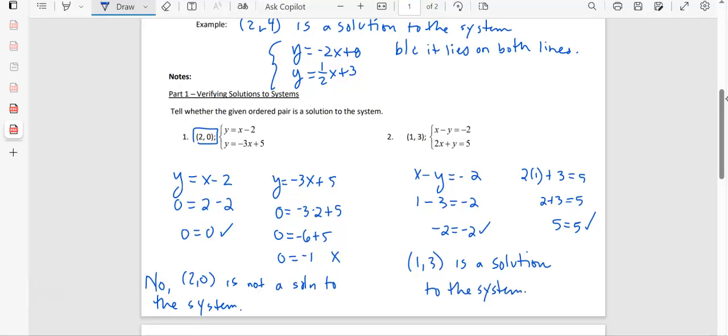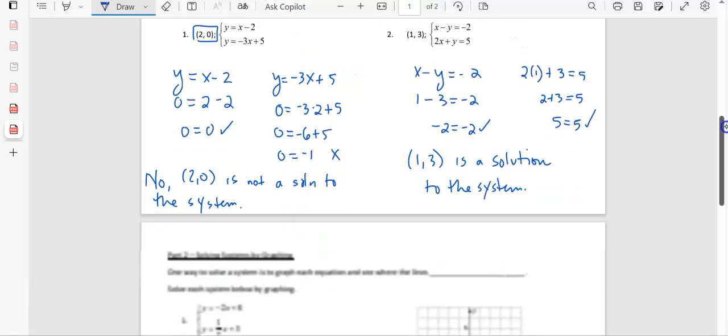So you can't just tell me yes or no, but you have to confirm and show me that it does solve both equations as a solution. And this would be a way that you can check your answer when we're doing our next part. So at this point, I just gave you points and you were telling me if they were a solution. So now the question is, how do we actually solve a system? What if I didn't give you an ordered pair?